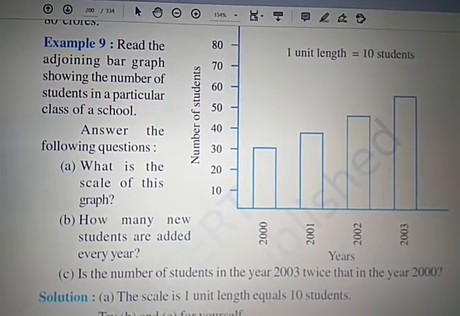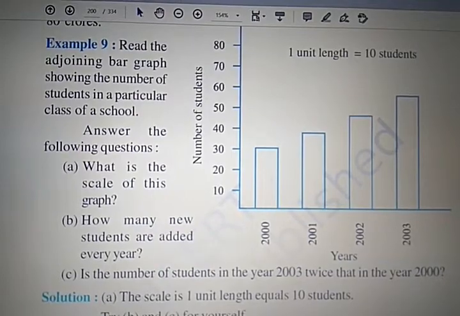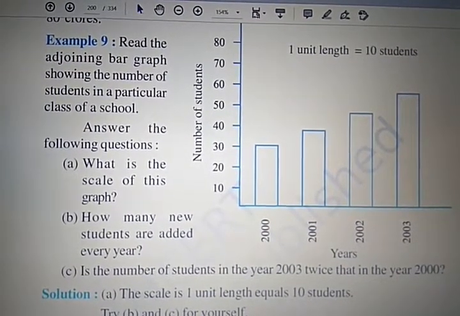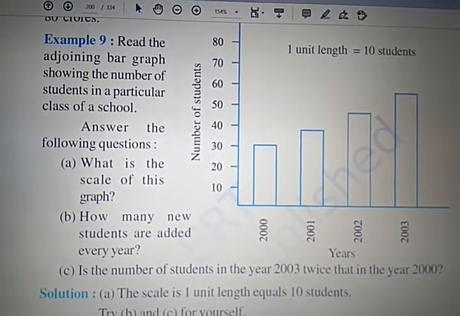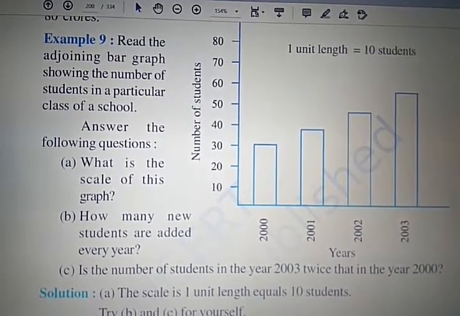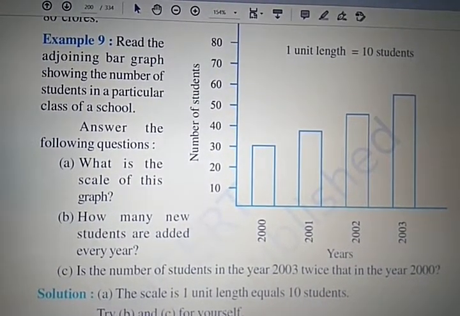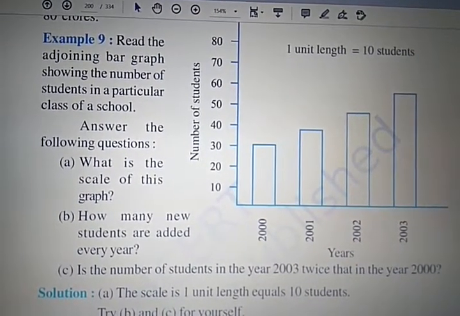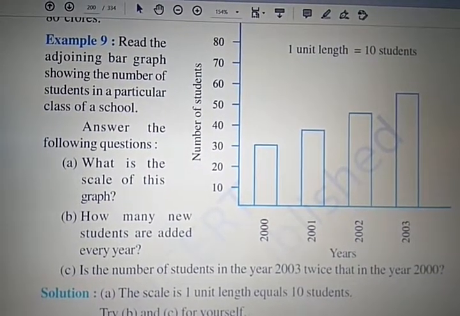So in question number B, how many new students are added every year? In 2000 there were 30, in 2001 it is 40, which means 10 students increase. In 2002 it was 40 before, and it becomes 50. So again 10 students increase. It means that every year 10 students are added. So this is the answer.